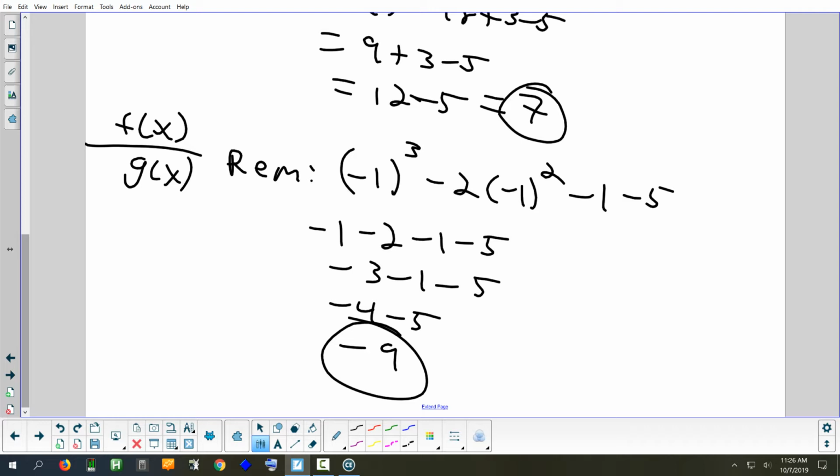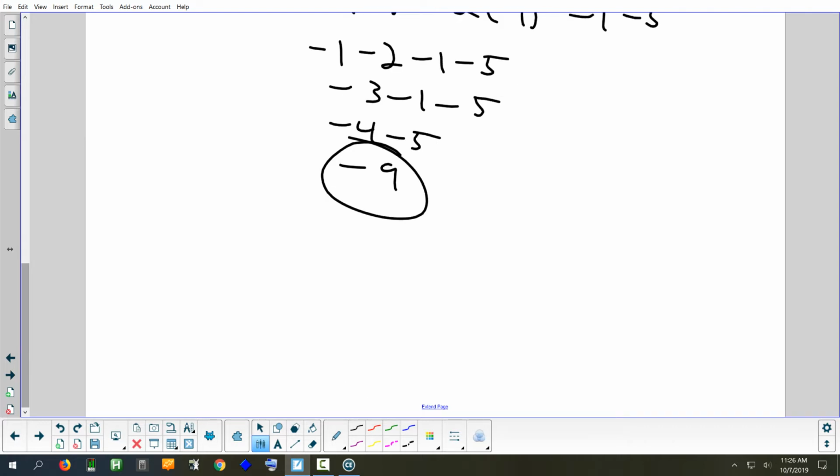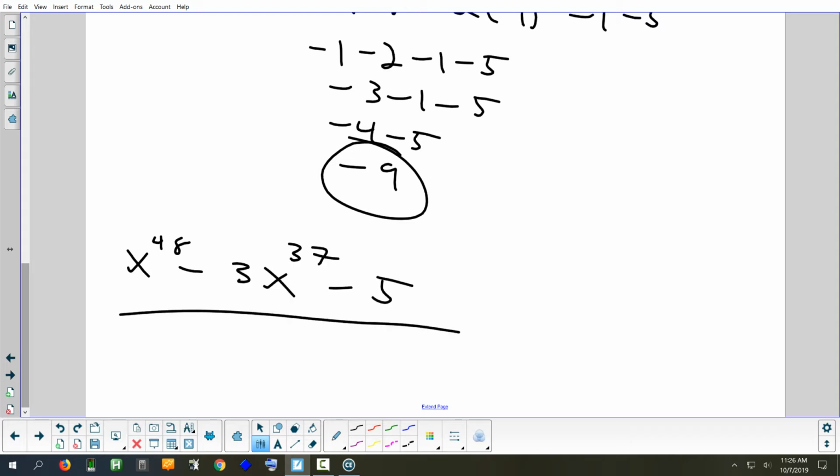So you could give me some huge thing like x to the 48th minus 3x to the 37th. I'm not going to write everything out. And you could say divide that by x minus 2 and just tell me the remainder. Well, it's easy to do it this way. All I got to do is plug in 2 for x and just see what it comes out to.